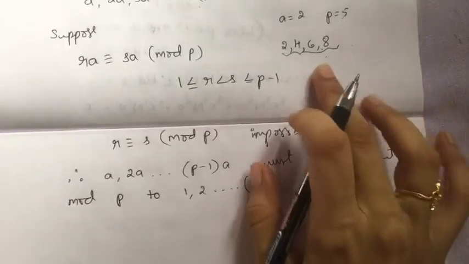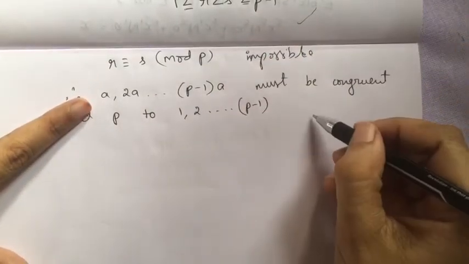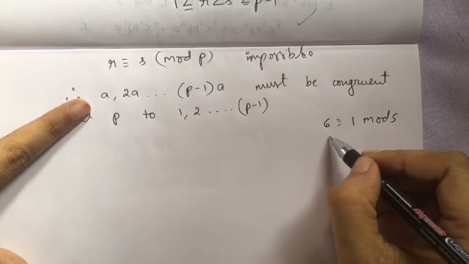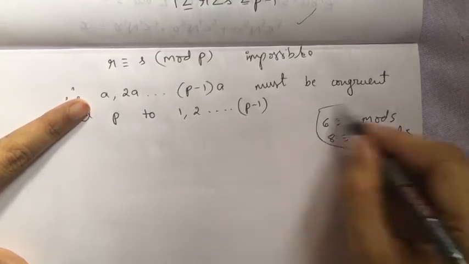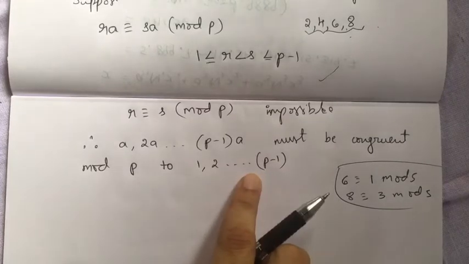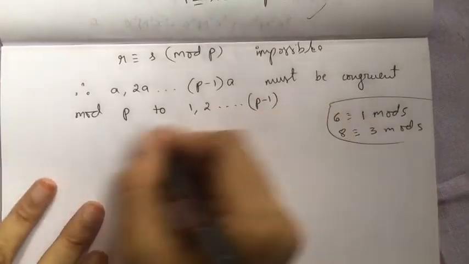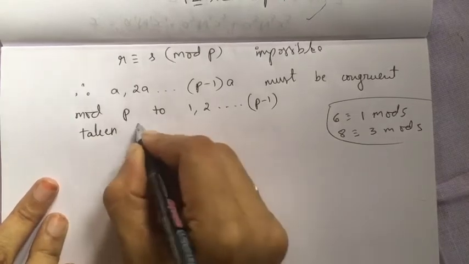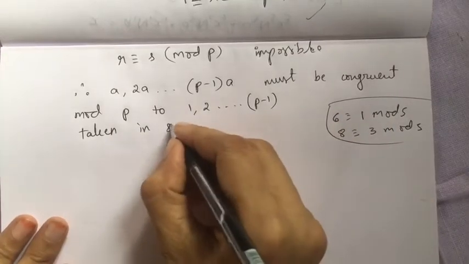You can observe, in this case, 6 is congruent to 1 mod 5. Similarly, 8 is congruent to 3 mod 5. So these numbers are congruent to 1, 2, up to p minus 1 when you take modulo p. I can write this in some order, I don't know in which order. It is not necessary that a has to be congruent to 1 mod p. So taken in some order.